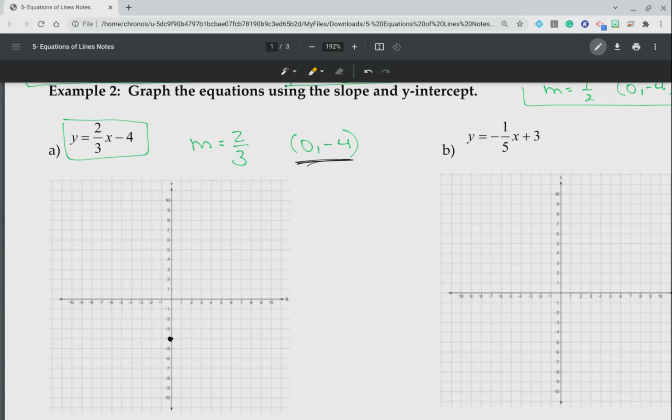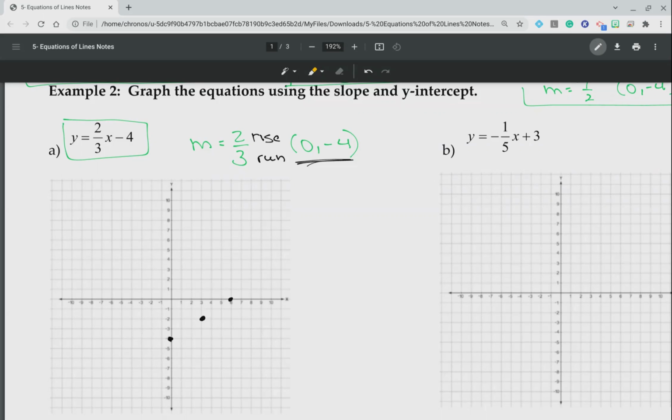And there it is right there. Okay, remember your slope is the rise over the run. So from here, I'm going to rise up 2, and I'm going to run over 3. And there's my second point on the graph. Now you can continue going this way and go up 2 over 3 to get your next point.